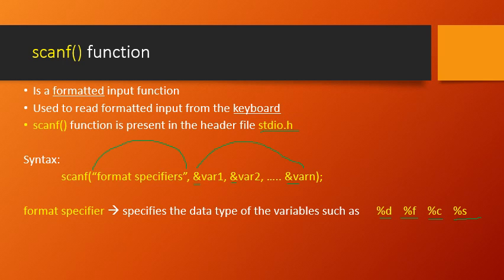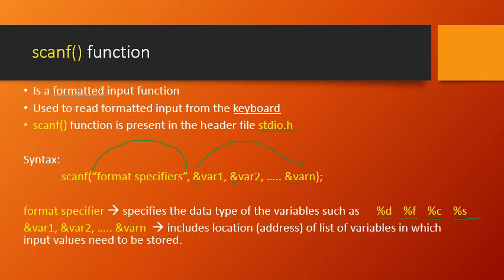So in the format specifier we have to specify what type of data we are storing or reading from the keyboard. The second is the list of variables. It tells us the location where this particular list of variables is going to be stored. It is not only the list of variables, but the location or the address of those variables. This and is a type of operator. We will study it later. It tells the address of the variable.